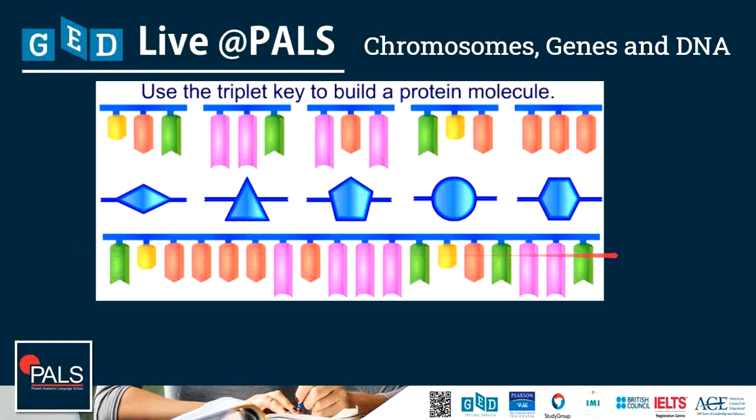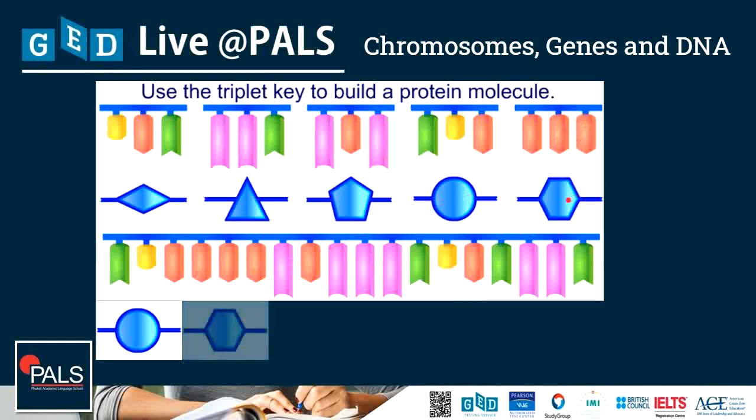Now we have a gene down here, and let's try if we can translate that gene and do the ribosome's job. Our first triplet is green, yellow, red. Where do we have that? Here, exactly. So we take this amino acid. Our next triplet is red, red, red. So we take this amino acid, connect it to the other one.